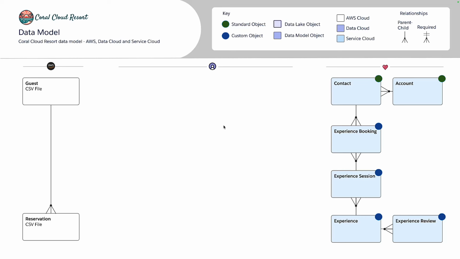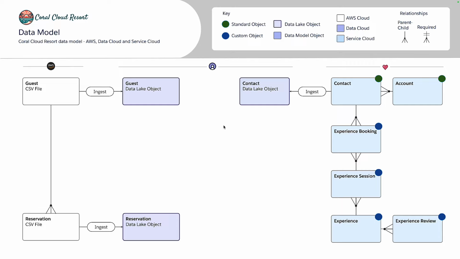Our first task is to identify our data sources. Here is the Coral Cloud Resorts data model. We have guest and reservation data sitting in Amazon S3, and we have contact records in Service Cloud. At the moment, the sources are independent, and our job is to bring the sources together into a consistent representation of a guest and their reservation. To do this, we first need to ingest the records into Data Cloud.